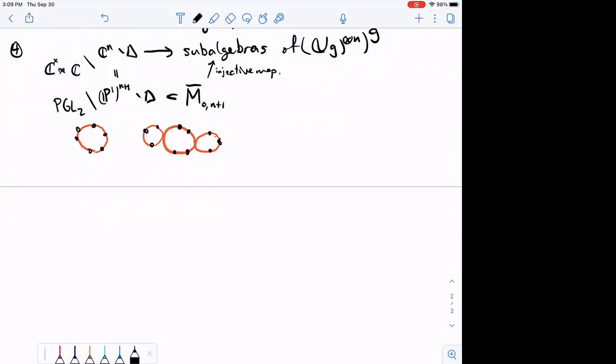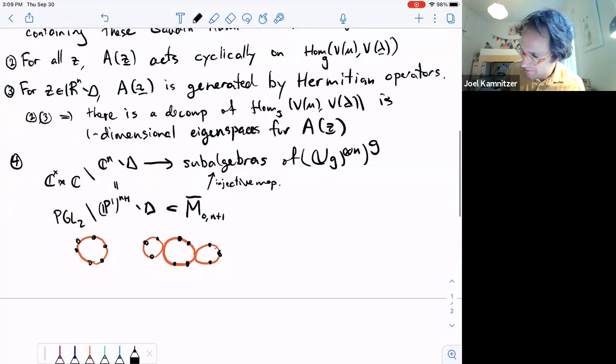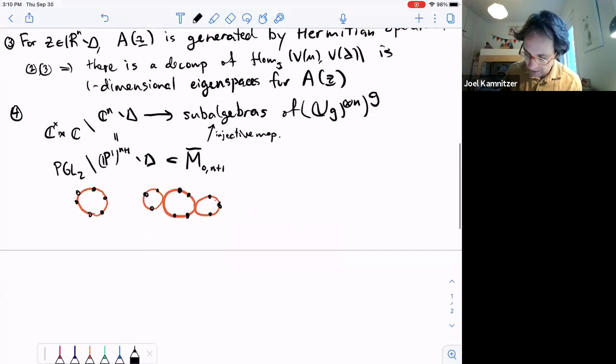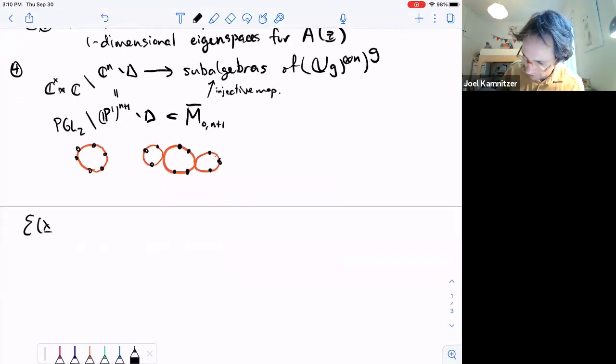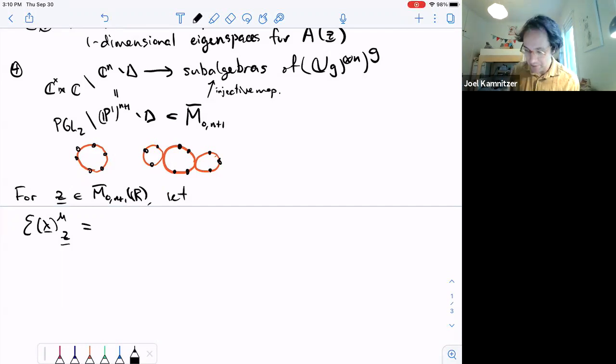Let's go back to the statement again. Remember 2 and 3 gave us a decomposition labeled by n distinct real numbers. Now we can extend that to the moduli space M-bar 0,n+1 of R. That's very good because this moduli space has an interesting fundamental group. So let's define the following. For Z in M-bar 0,n+1 of R, let E of lambda mu Z be the set of eigenlines, since all the eigenspaces are one-dimensional, for the action of A of Z on this Hom space.